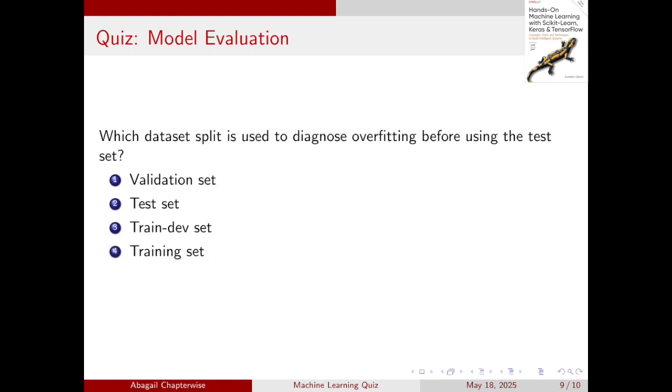Let's see how well you remember the different dataset splits we talked about, especially the one that often gets overlooked. Here's the question. Which dataset split is used specifically to diagnose overfitting before we ever touch the test set? 1. Validation set. 2. Test set. 3. Train dev set. 4. Training set. Go ahead and pause the video here, think about it, and if you're following along, post your answer in the comments.